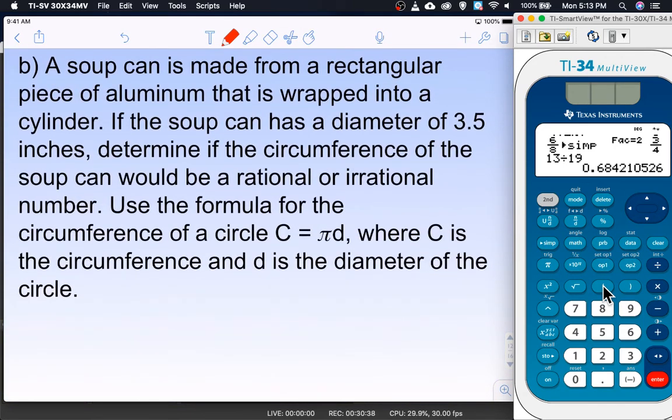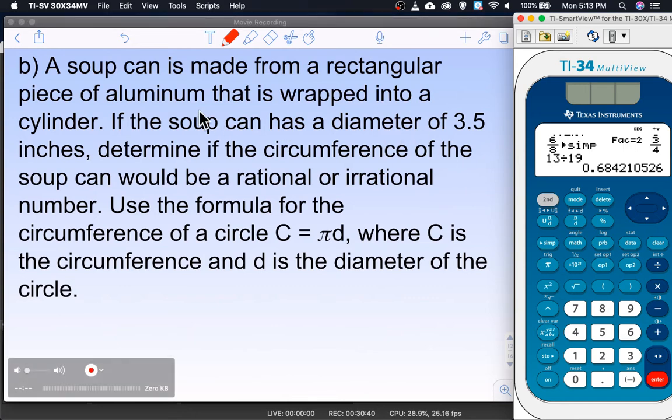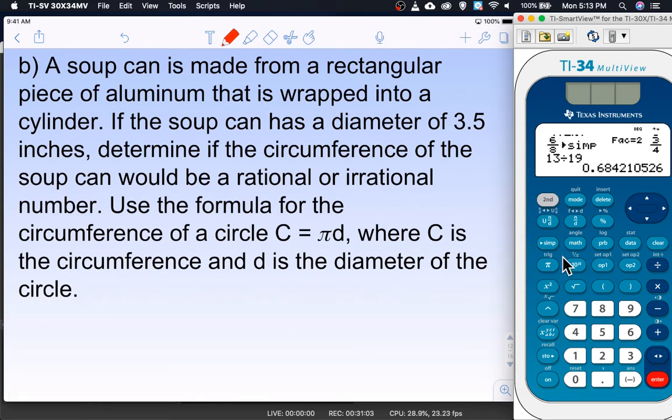Letter B. A soup can is made from a rectangular piece of aluminum that is wrapped into a cylinder. If the soup can has a diameter of 3.5 inches, determine if the circumference of the soup can would be a rational or irrational number. Use the formula for the circumference of a circle, c equals pi d, where c is the circumference and d is the diameter of the circle.